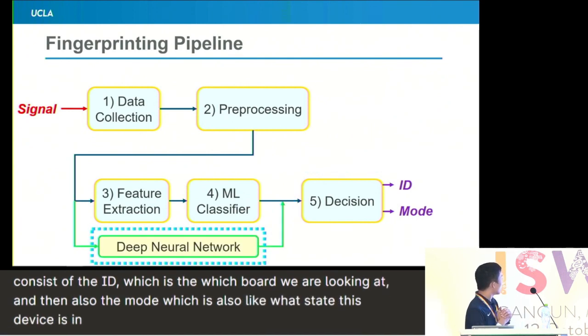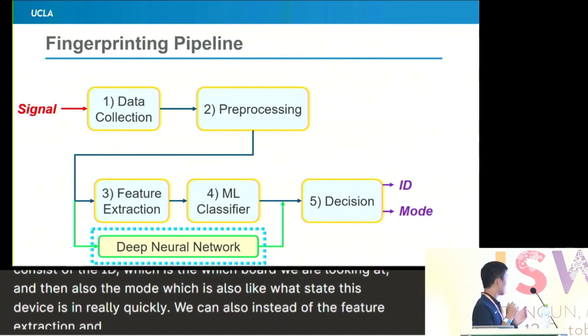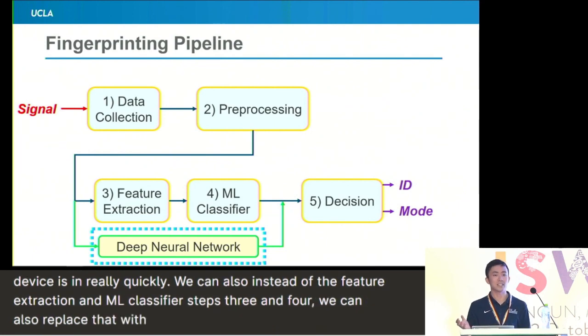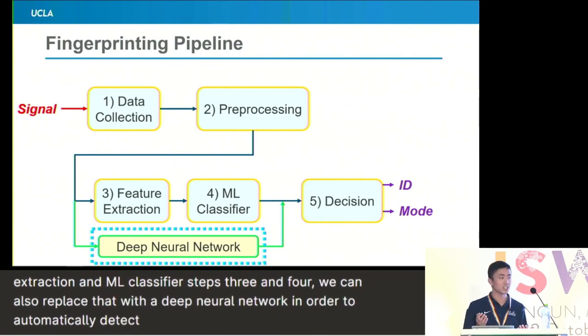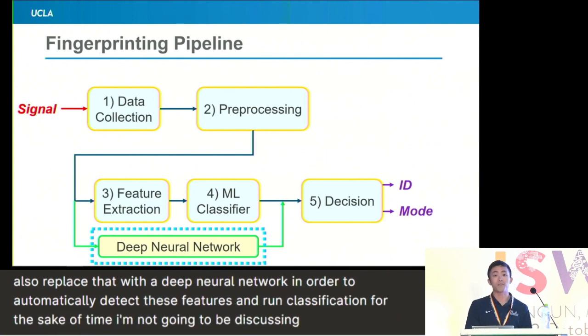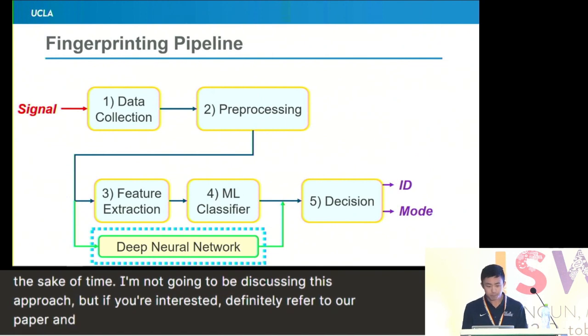Really quickly, instead of the feature extraction and ML classifier steps 3 and 4, we can also replace that with a deep neural network in order to automatically detect these features and run classification. For the sake of time, I'm not going to be discussing this approach, but if you're interested, definitely refer to our paper, where we do some tests and comparison.